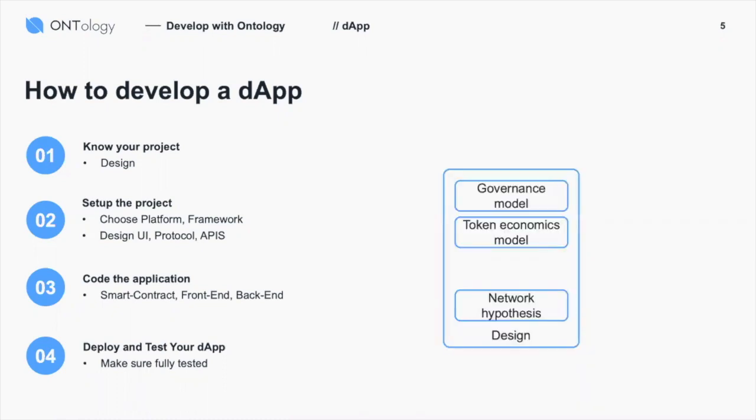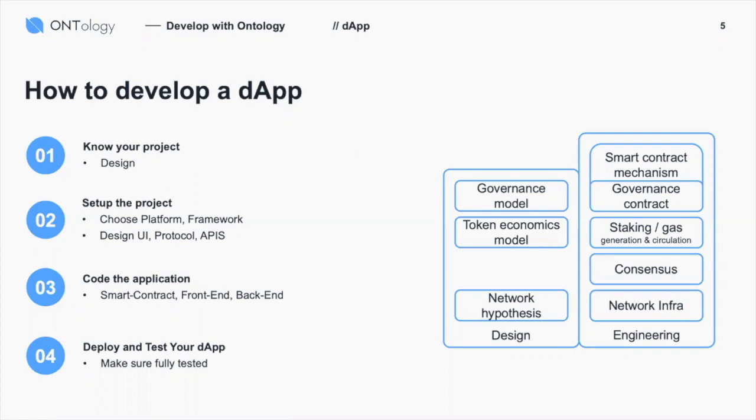That is, in the design, there are some models you have to consider. One is the governance model, that is how to manage your ecosystem and maybe how to upgrade for the future. And you have to consider the token economics, that is your incentive mechanism. After design, you start the engineering.